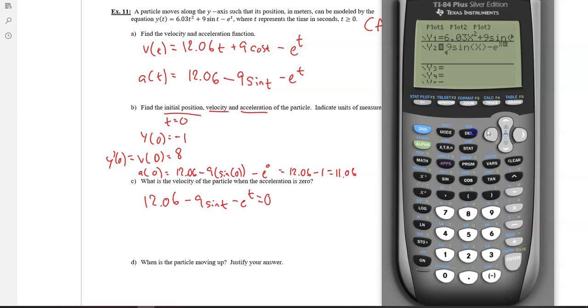Okay, whoops, I don't need that. We'll graph. Okay, so here's where it's 0, so I'll press second trace and go to the zero command, again, because we're just using our graphing calculators here. I'll go to the left of my 0 and hit enter, go to the right of my 0 and hit enter as well, and then you just want to move that right in close to where the 0 is and hit enter. And the x value is about 1.255, we'll say.